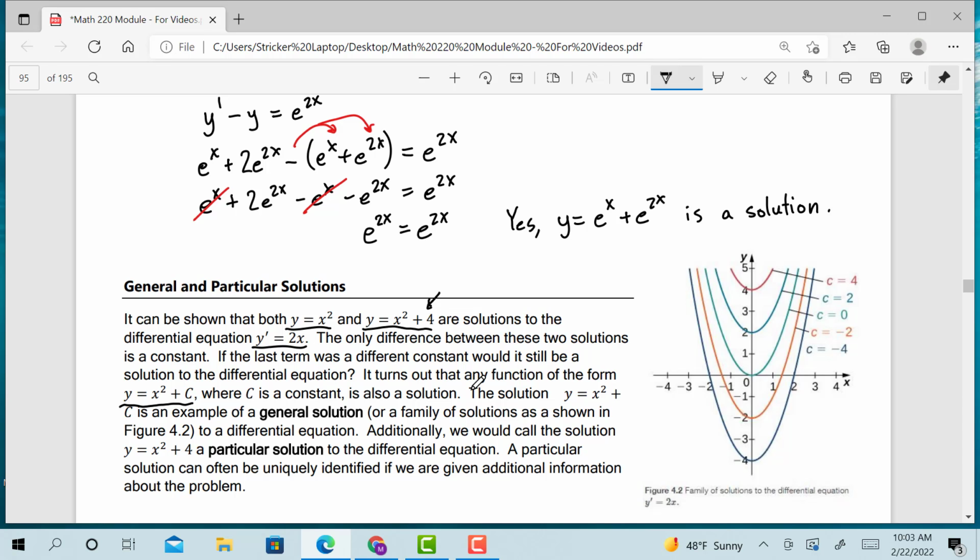So here's where we get into our definition here. The solution, y equals x squared plus c, is an example of a general solution or a family of solutions. So any of those family of solutions with a plus c as a constant, we call that a general solution. But one of those in particular, so if we took, for example, y equals x squared plus 4, a specific one of those versions of the general solution, we call that a particular solution.